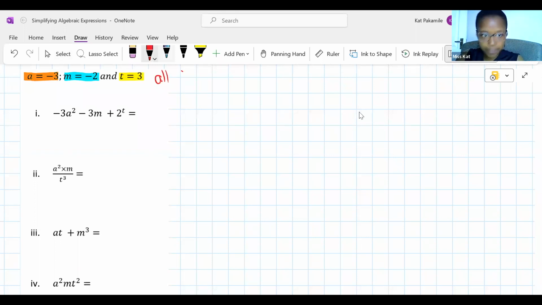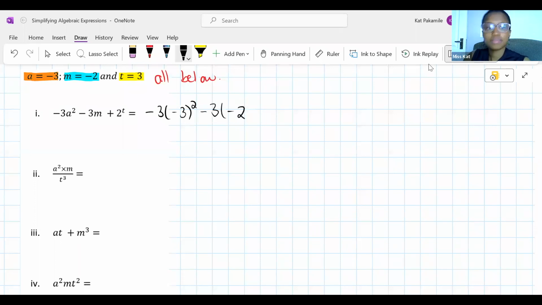Okay, so it's going to be -3 times -3 to the power of 2, minus 3 times -2, plus 2 to the power of 3. Beautiful. Then what? I'm not sure if I'm right, but is it going to be -27? Yes, but let's do it step by step so we don't confuse everyone. So let's first square and then we'll multiply in the next step.